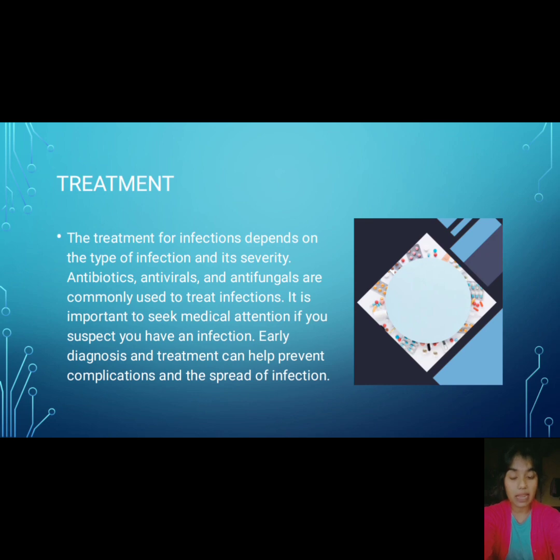Treatment. The treatment for infections depends on the type of infection and its severity. Antibiotics, antivirals, and antifungals are commonly used to treat infections. It is important to seek medical attention if you suspect you have an infection. Early diagnosis and treatment can help prevent complications and the spread of infection.